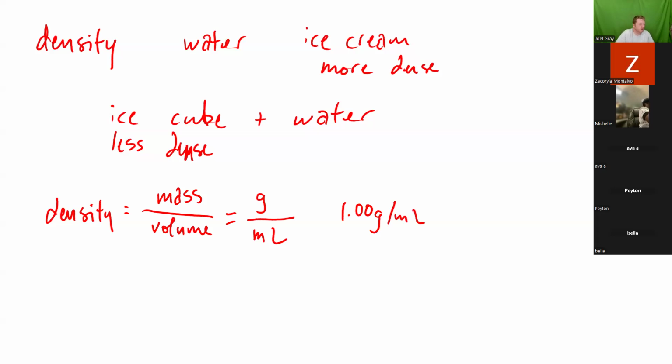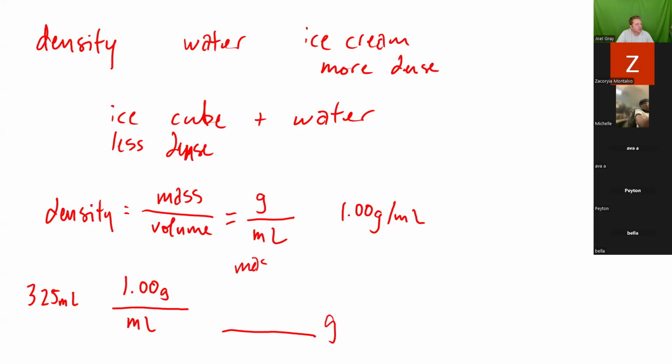What you can use this for as a calculation is, here's the density for water, 1 gram per milliliter. If I had 325 milliliters of water, what is the mass of that volume of water? Well, you take the volume and multiply it by the density: milliliters times grams over milliliter. The milliliters cancel out, and you're left with 325 grams.